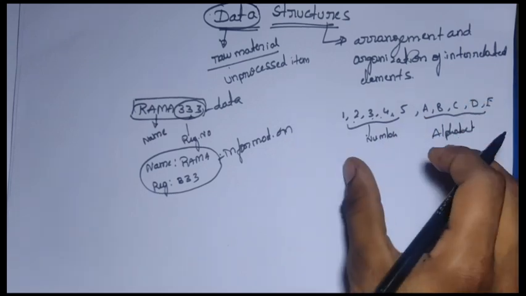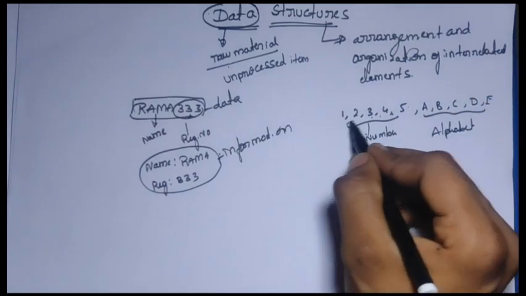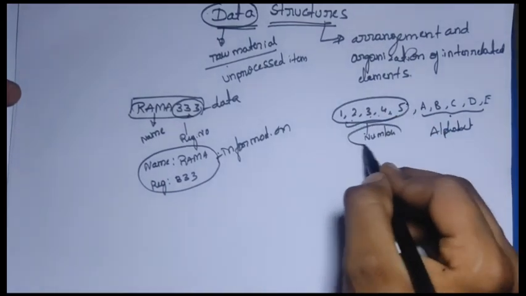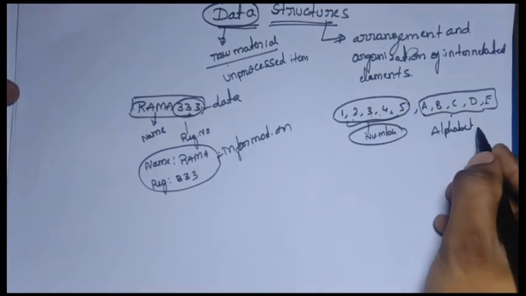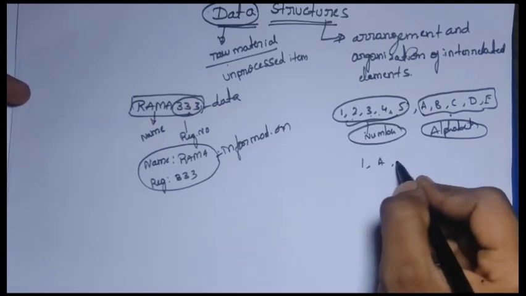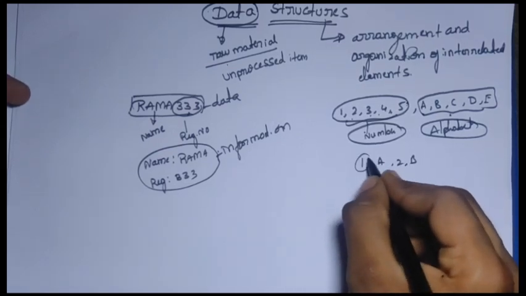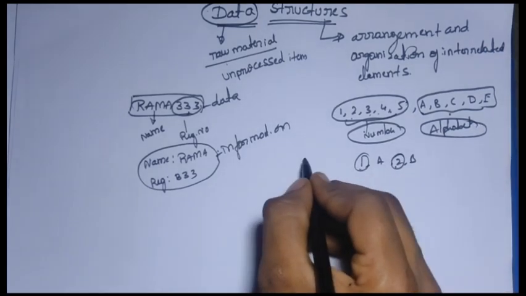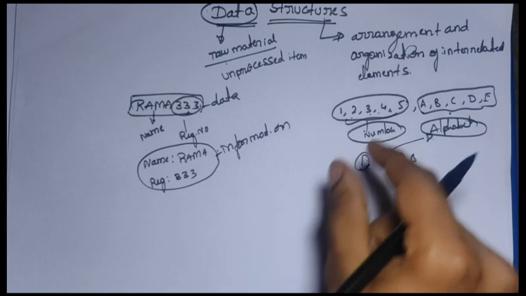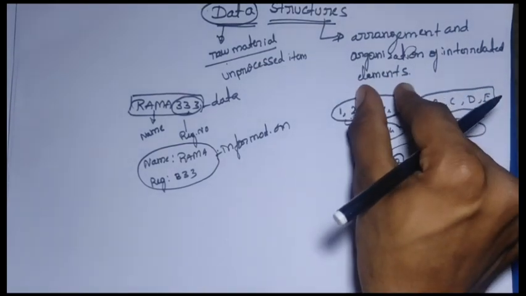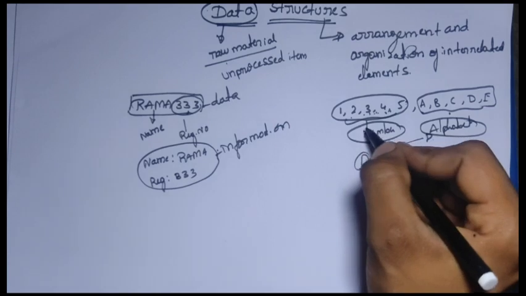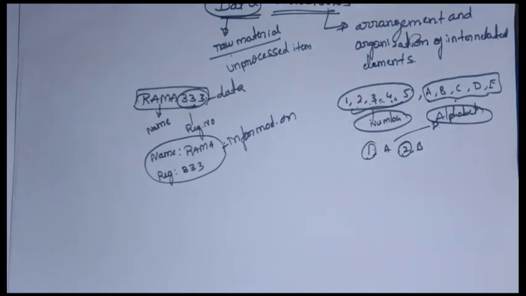That's right. We make it as two groups. One is number, another is alphabet. Because it belongs to the one group, that is number, and A, B, C, D, E belongs to the alphabet. Suppose it's mixed, 1 A, 2 B, whatever it is, then we make it as a grouping. One group is given the name number, and the remaining group is alphabet. So this is the arrangement and organization of interrelated elements, because we have some relation among the elements. Okay, so based on that we can define the data structure.